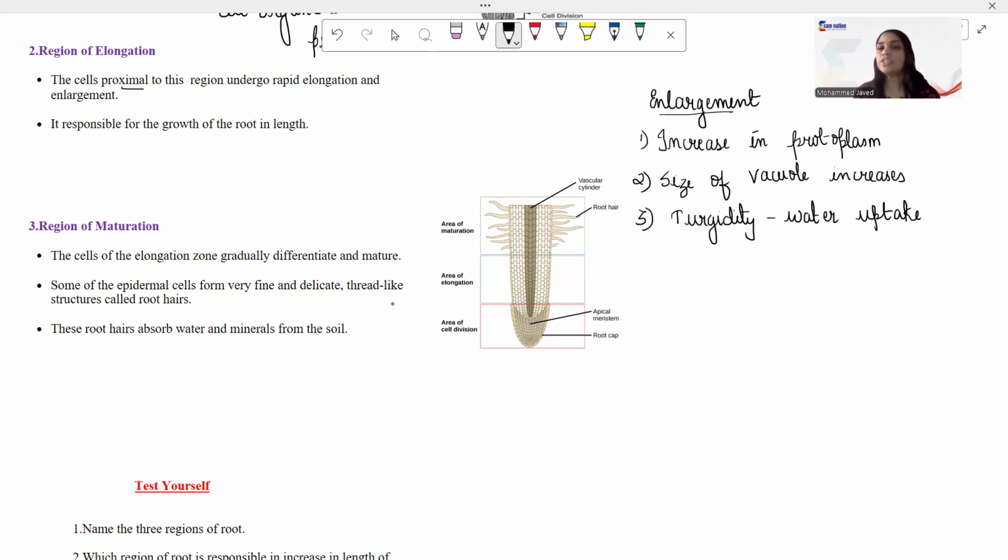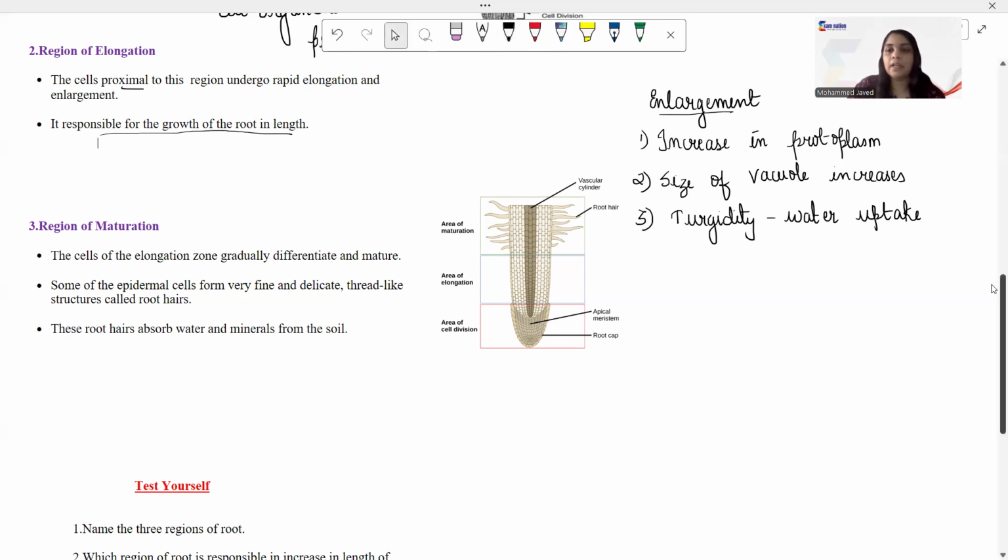Now, this region is very, very important because this region is responsible for the growth of root in length. They ask this question. This is quite important. So, which region is important? Which region of root is essential for the increase in the length of the root? It is region of elongation. So, it is responsible for the growth of the root in length. So, as the cells increase in size, naturally, the length of the root is also going to increase.